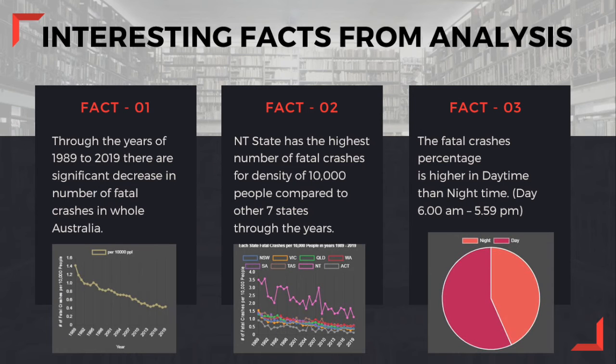So, after analyzing our dataset and those graphs, we were able to identify some important and interesting facts about fatal crashes. The first one is, through the years, there is a significant decrease in the number of fatal crashes in whole Australia, which is good news for all of us. The second one is, Northern Territory has the highest number of fatal crashes per 10,000 people compared to the other 7 states. The third interesting fact is, the daytime fatal crashes percentage is higher than nighttime in Australia.